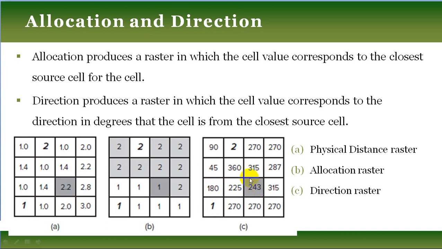But here you can see for this gray pixel, we consider 243 degrees. 243 degrees means this one is towards the southwest. That means it was allocated to 1, so its direction is towards the southwest. So 243 degrees we consider. In this way it was calculated. I hope that you understand. Okay, so that is the physical distance, allocation and direction raster.